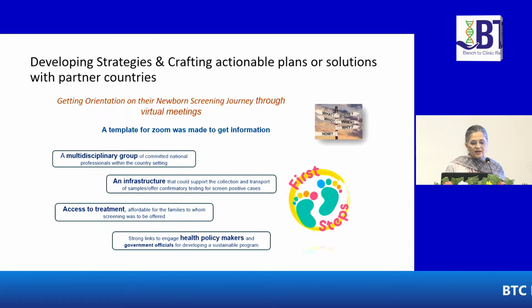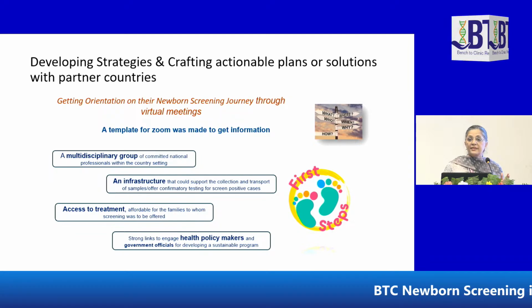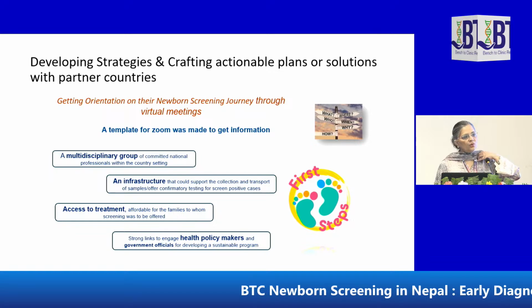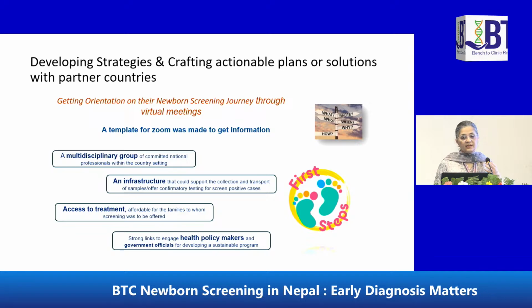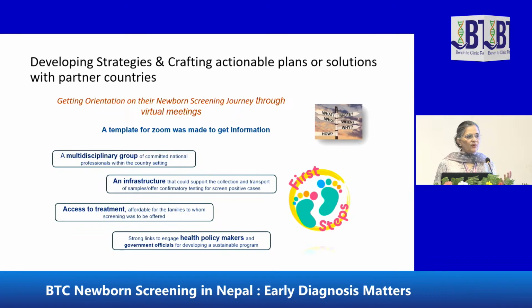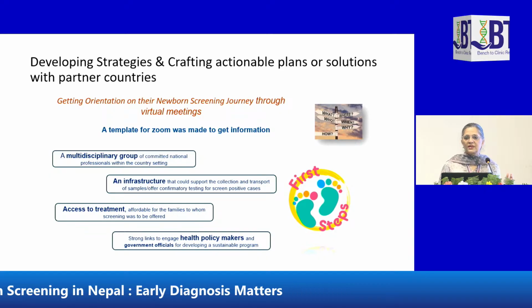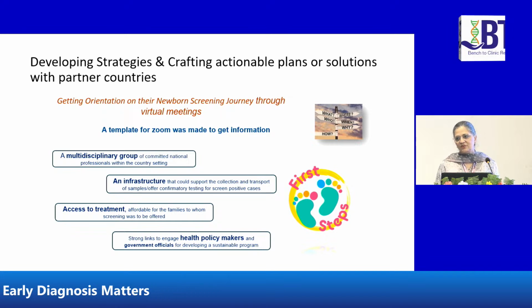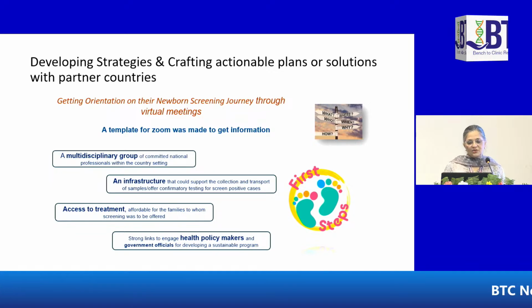Then there should be an infrastructure that could support the collection and transport of samples, and then offer confirmatory testing for screen-positive cases. We all know, as a clinical scientist, as a pediatrician, as a gynecologist, that in screening there may be false positives and false negatives, and it has to be confirmed by a confirmatory test. Without confirming, and when it is confirmed, treatment has to be started. So that is the Wilson-Jungner criteria, and again, the guidelines that the ISNS has published. So that is very important.